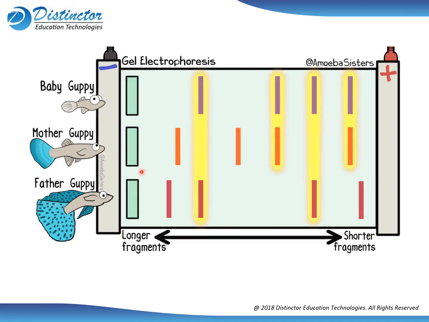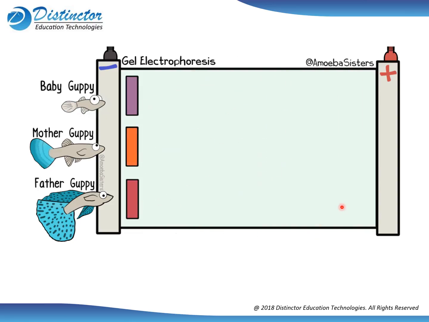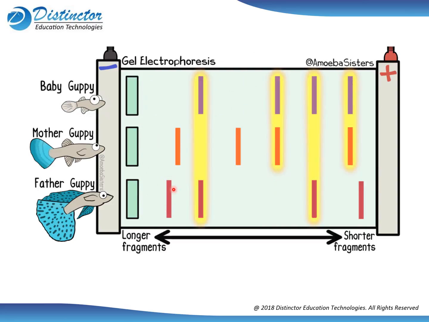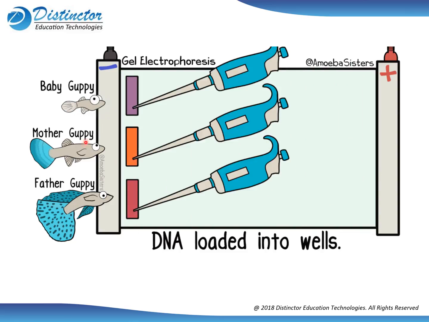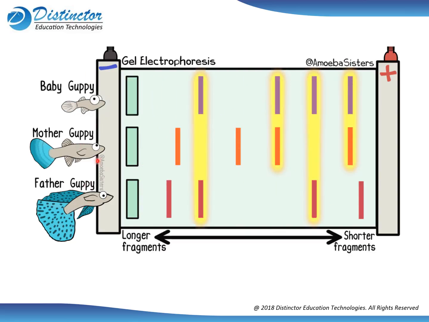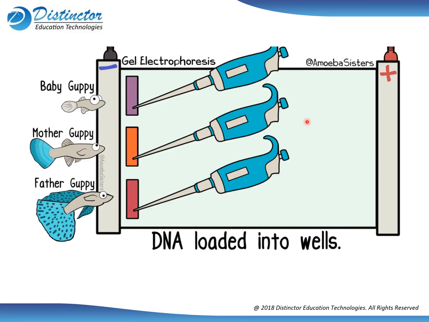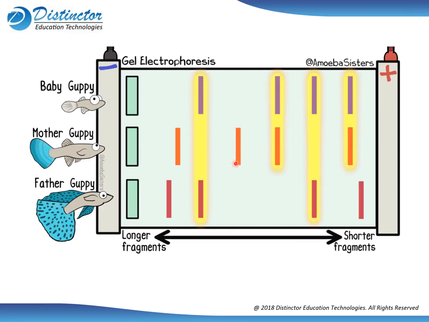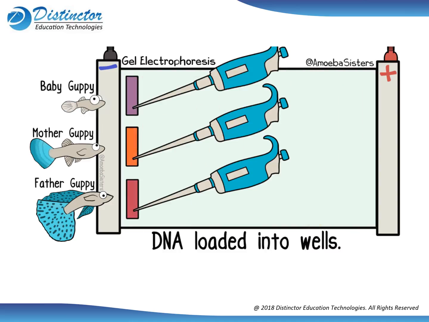Once the electricity passes, the DNA is going to move. The shorter fragments are going to move a longer distance, whereas the longer fragments are going to stay in a nearby place. With this we can find out the similarities of genes of the mother and father with the baby guppy. Likewise we can do it for humans also. So we can find out the relationship, or we can find the length of a DNA, and then we can go for sequencing also. So when we separate the DNA according to their size, we always use gel electrophoresis.